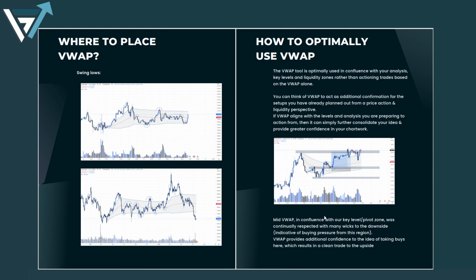So at this point, we know what the VWAP is. It's the volume weighted average price. We know why the VWAP works, because institutions use it as a baseline or a benchmark for relative demand at each price, and we know where to place the VWAP: from swing highs or swing lows with large volume clusters. So now we're going to discuss how we optimally use the VWAP. Rather than use it by itself, the VWAP is optimally used in confluence with your analysis, almost as an additional confirmation for the setups you're already planning out.